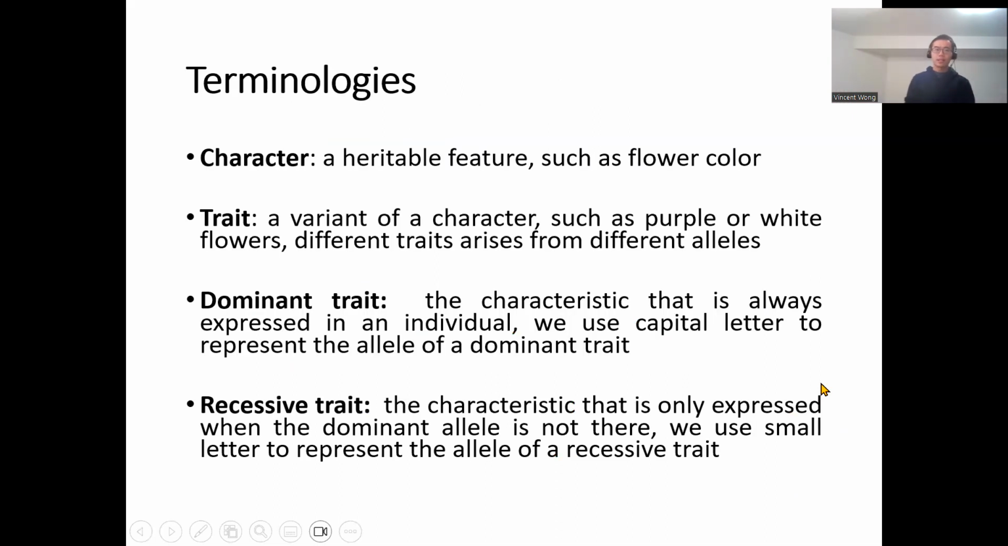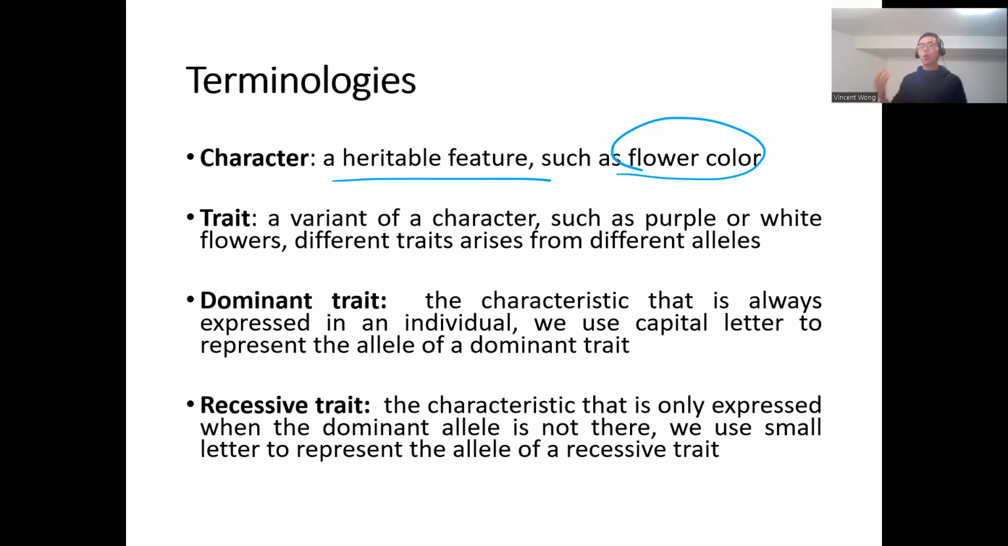So a couple of other terms here. A character is a heritable feature, something that can be passed on to the next generation, such as flower color. In the case of humans, it would be things like eye color, my favorite example, because it's the easiest to visualize. Not everything about you can be passed on to the next generation. If you go to the gym a lot and you're very muscular, your kid is not necessarily going to grow up muscular, because that's not a heritable feature.